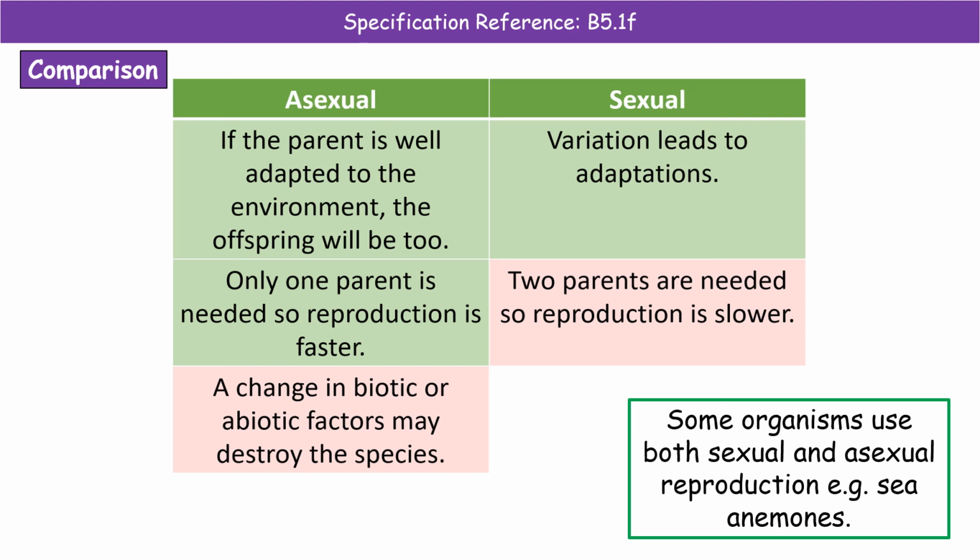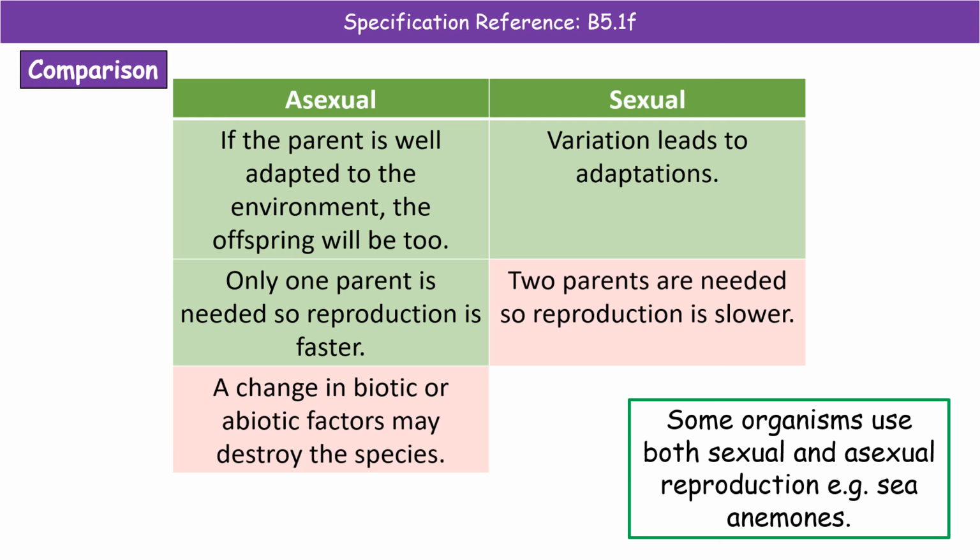Downside, however, because they are all genetically identical, a change in one of those biotic or abiotic factors could lead to the whole lot of them being wiped out, because they'd all be susceptible to the same thing. Advantage of sexual reproduction, we have variation. Variation leads to adaptations. Also means they're more likely to survive a change in one of those factors. Downside, however, two parents are needed, so reproduction is going to be slower, because you've obviously got to find a suitable mate and go through the mating process. So that means sexual reproduction is always going to be slower than asexual reproduction.